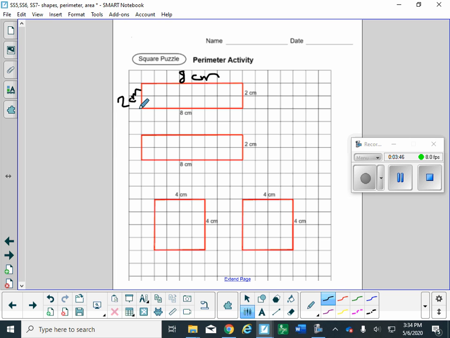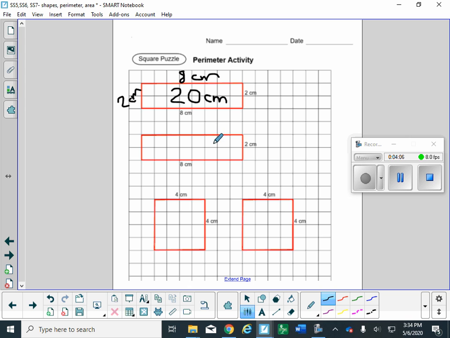And I'm going to group my nice numbers. 8 plus 2 is 10. 8 plus 2 is 10. So I know that the perimeter of this rectangle is 20. And I have to say what? 20 what? It's not 20 miles. It's not 20 kilometers. It's 20 centimeters.